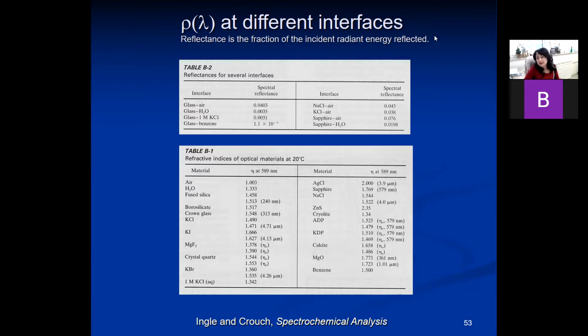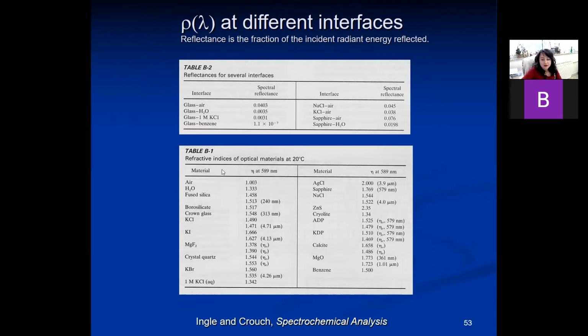For example, qualitative analysis can be performed. If you know the reflectance value of one medium and the other is not known, you can measure the reflectance value, compare it with the tables, and calculate the unknown medium's refractive index, and you can make a qualitative analysis. Which material is this? Water, potassium chloride, benzene, sapphire, sodium chloride, etc.